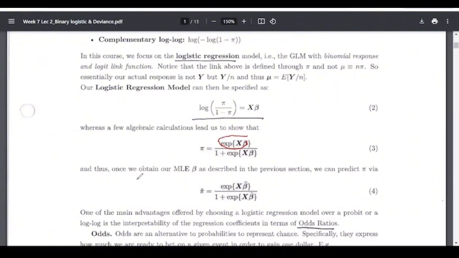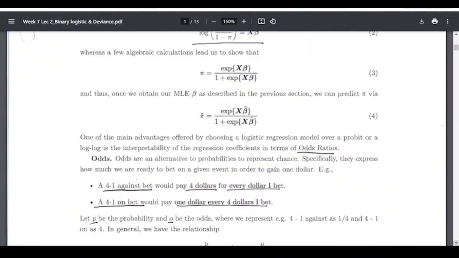So equation 4 is in case you want to estimate the probability. What is the probability of somebody having a disease? That is a pi curve. Or what is the probability that a customer that approaches a bank will default? That is a pi curve. Okay. Now, and let me tell you this.